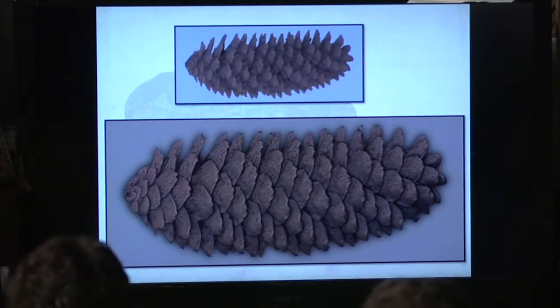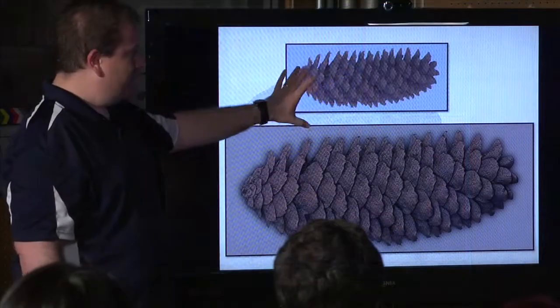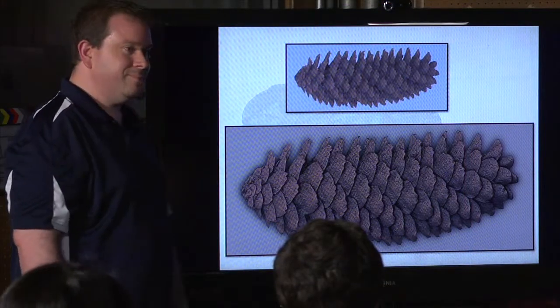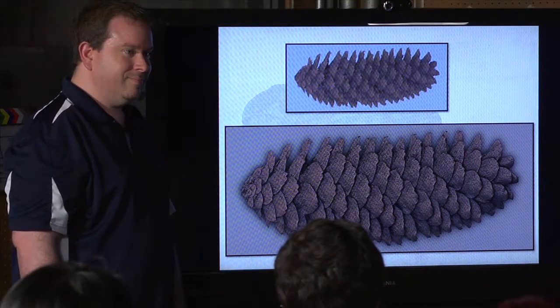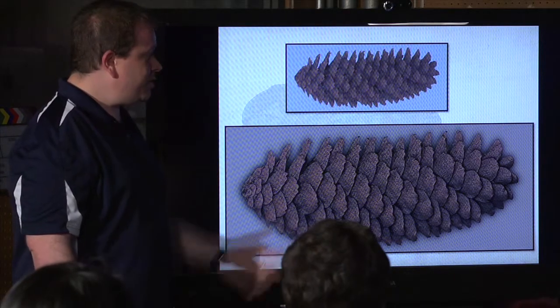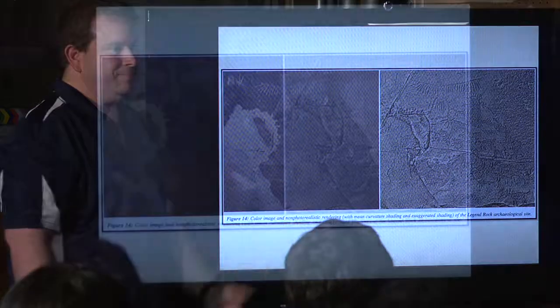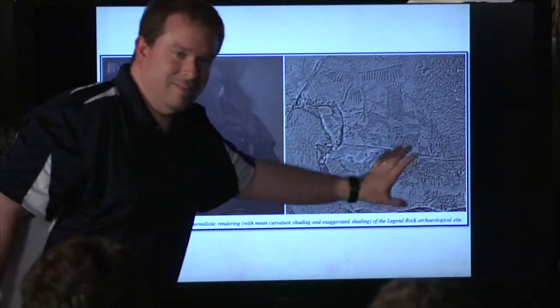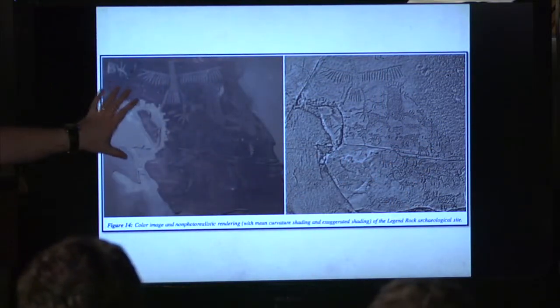Here's our pine cone again. Look at the texturization and shading map on top of the regular image of the pine cone. She's really pushing the envelope here. Cave painting. You can't even see the animals. This is the original cave painting. Look what she's able to do.